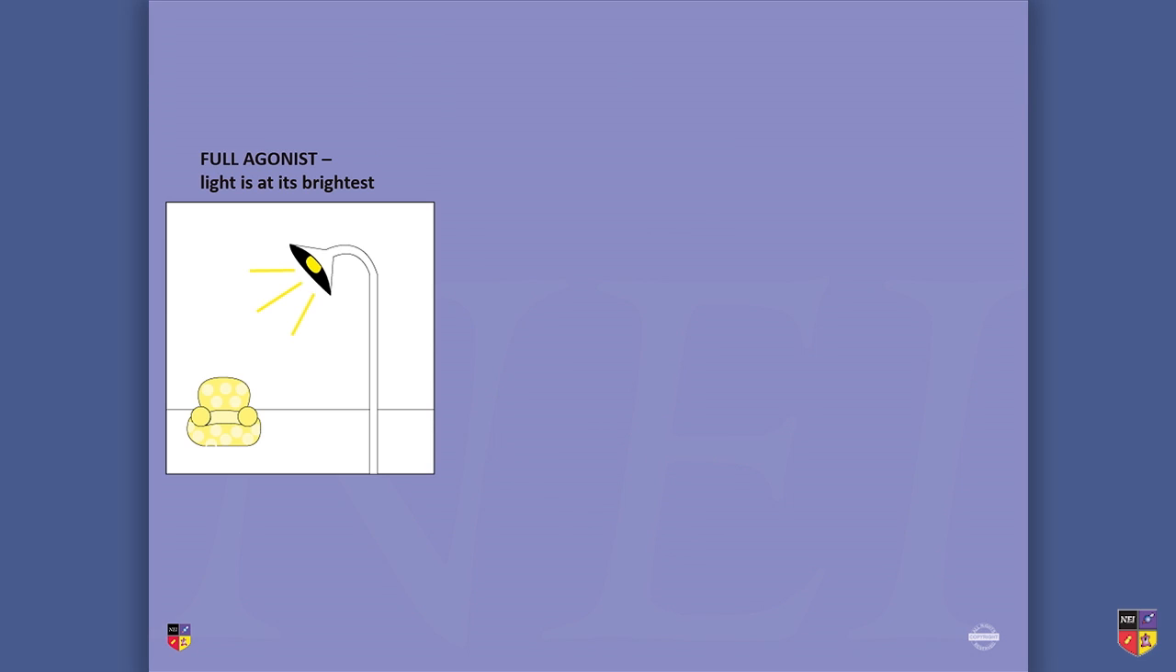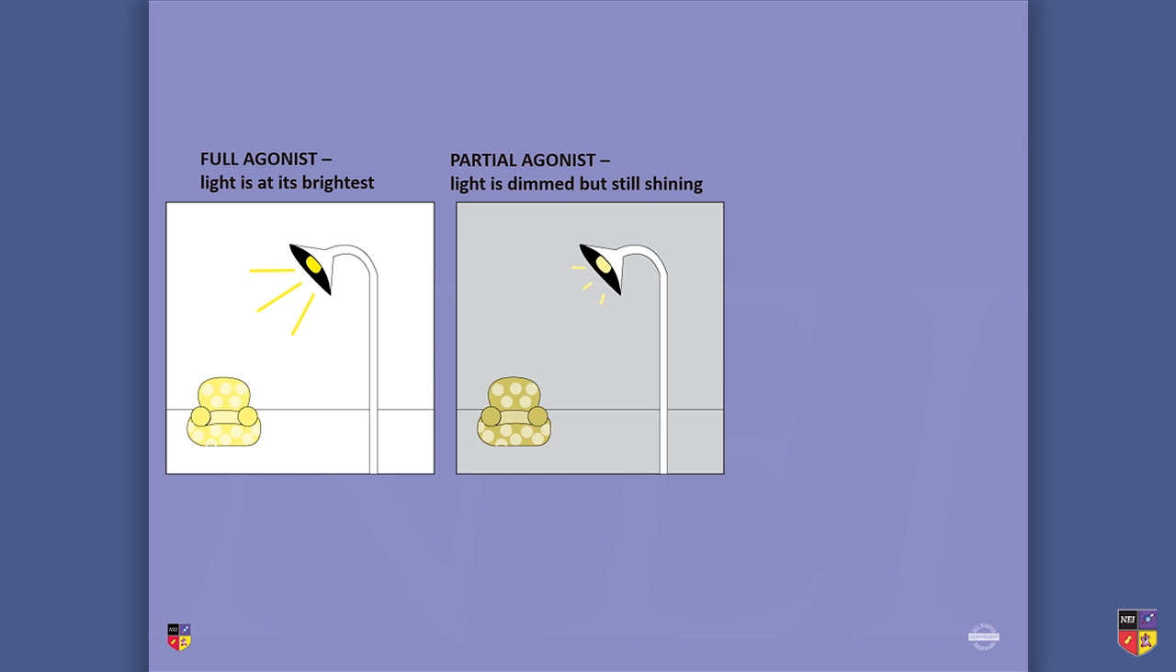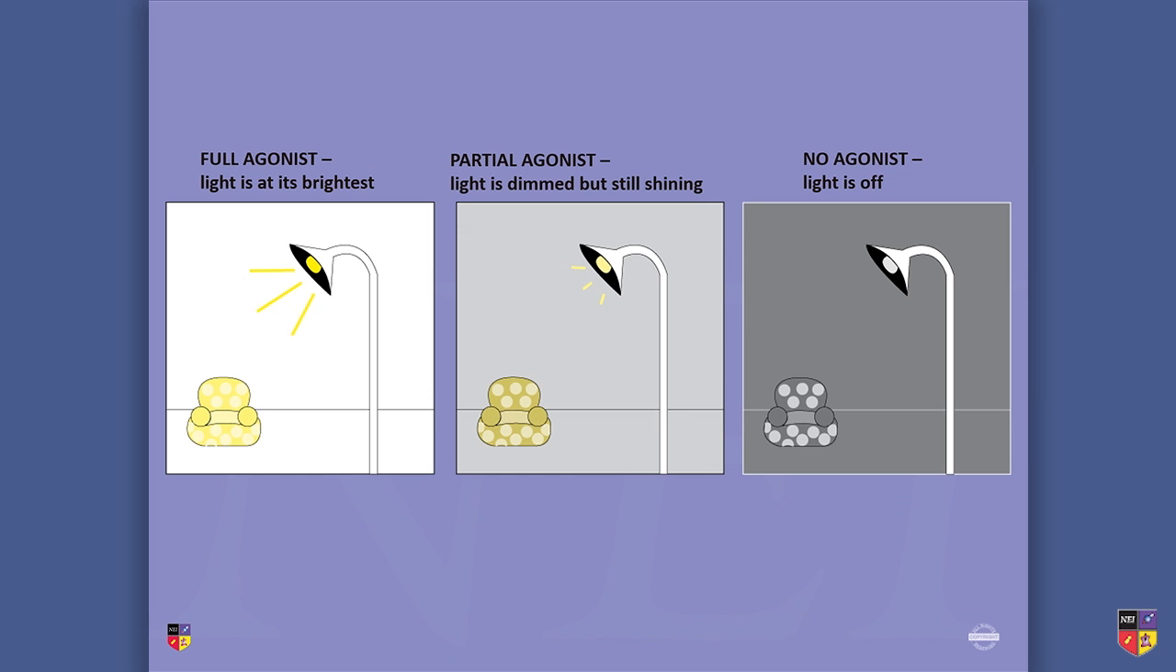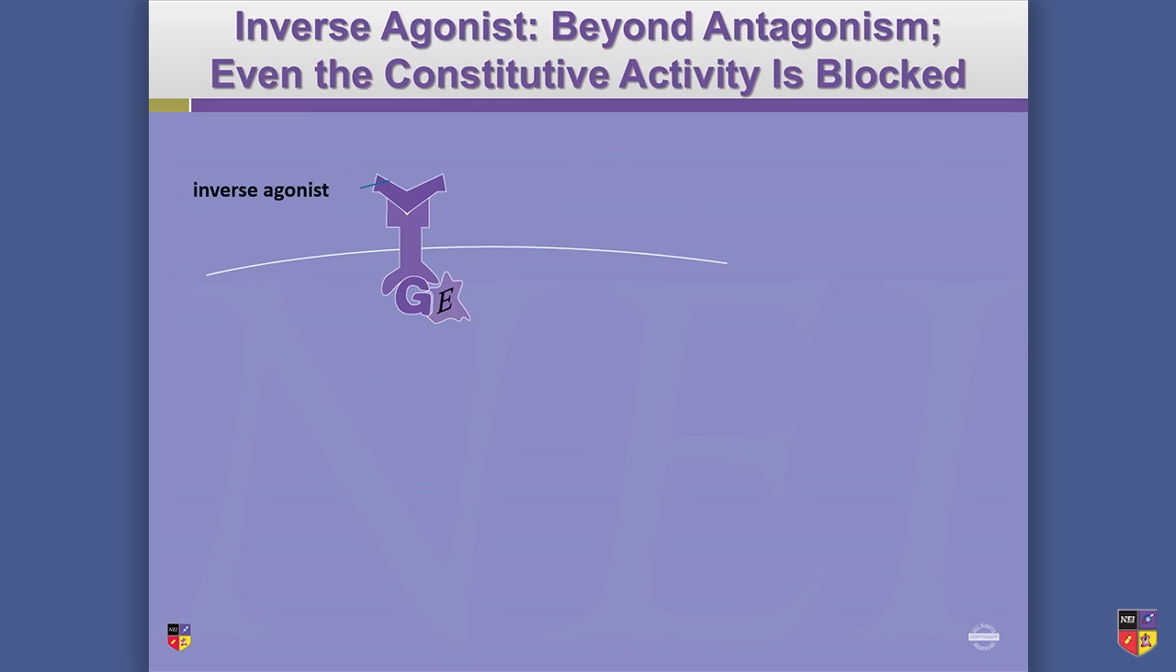In fact, a full agonist is the light is at its brightest, a partial agonist is dimming, no agonist as the light is off. But what is this inverse agonist, and why do you care? An inverse agonist is beyond antagonism. Even the constitutive activity is blocked.